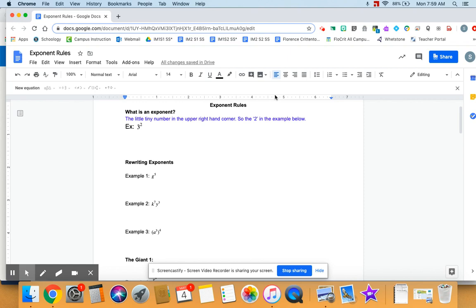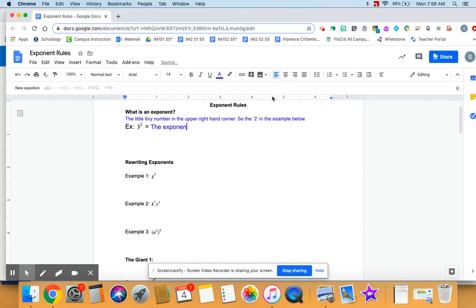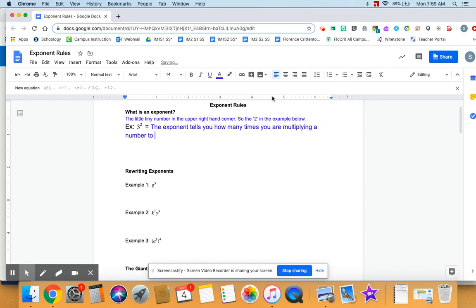And the significance of it is the exponent tells you how many times you are multiplying a number to itself. So 3 squared means 3 times 3, which is 9. So it's not 3 times 2.